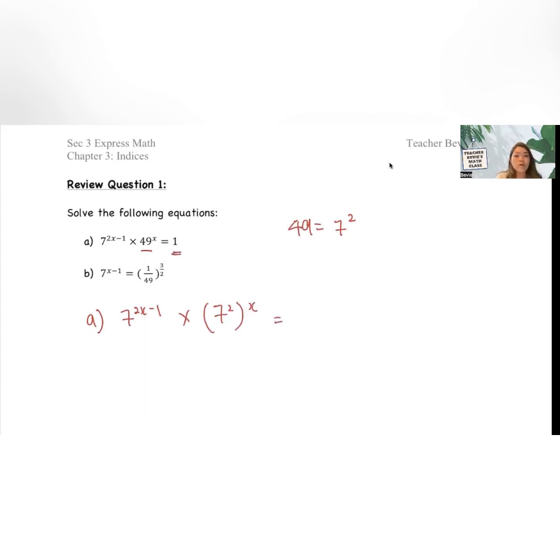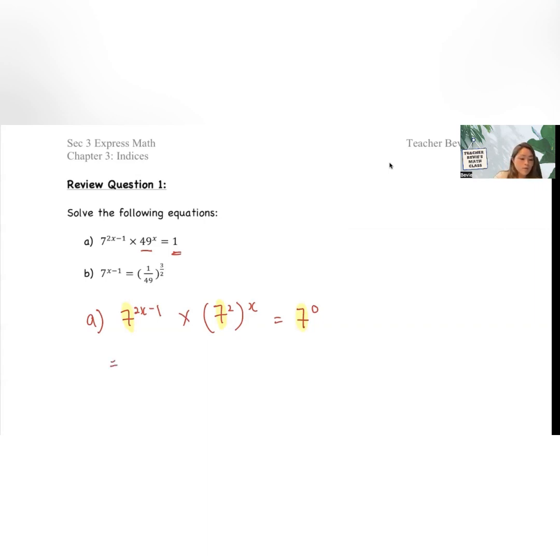And for 1, how do I change it to a base of 7? Why 7? Because taking a look at the bases on my left-hand side, they all have a base of 7. For 0 indices, keep in mind 7 to the power of 0 equals 1. In fact, anything to the power of 0 equals 1. So I've changed all my bases on the left-hand side and the right-hand side to a base of 7. Now I can continue simplifying.